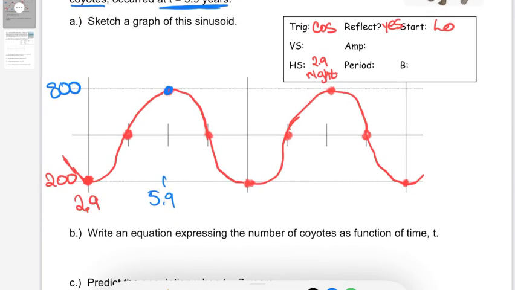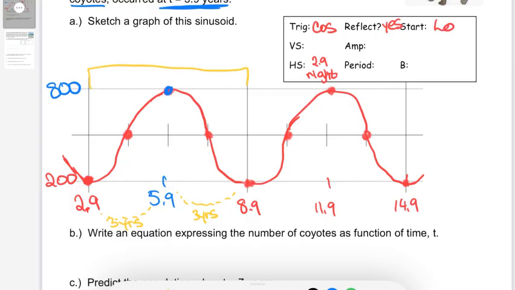And here's how. We know that from the low to the high was a gap of 3 years. So from that high to the next low is going to be another gap of 3 years. So that next low will occur 3 years later, 8.9. The next high will be another 3 years later, 11.9. And then our next low will be, again, 3 years later, 14.9.